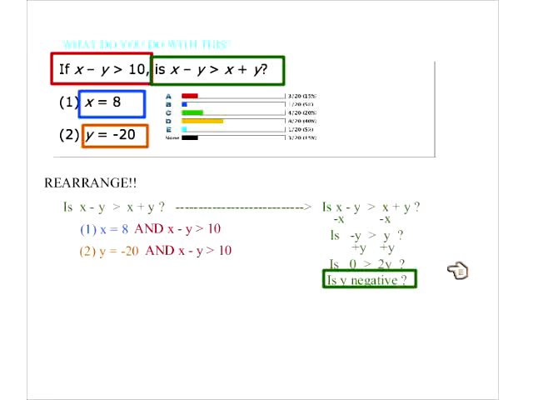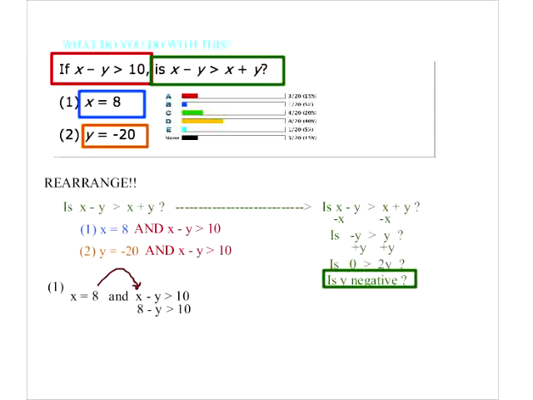All right, so the real question to answer here is whether y is negative or not. So statement one, you've got x equals 8 and x minus y is greater than 10. So this means you can just substitute 8 in for x. So 8 minus y is greater than 10.